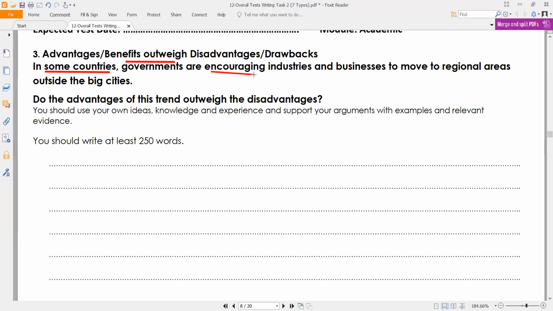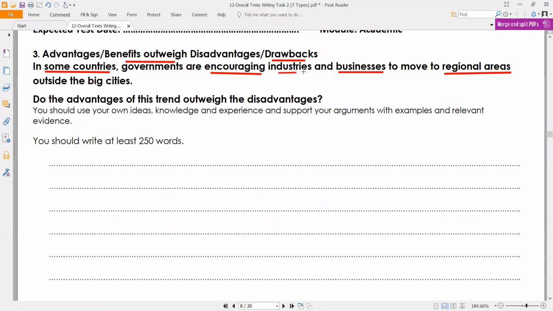What are they doing? They're encouraging. So there's a difference between encouraging and forcing. So the governments are not forcing them, they're encouraging industries, and they're encouraging the businesses to move to regional areas. Now, regional areas are the remote areas, rural areas, non-urban areas, areas which are far. So the governments are encouraging in some countries.